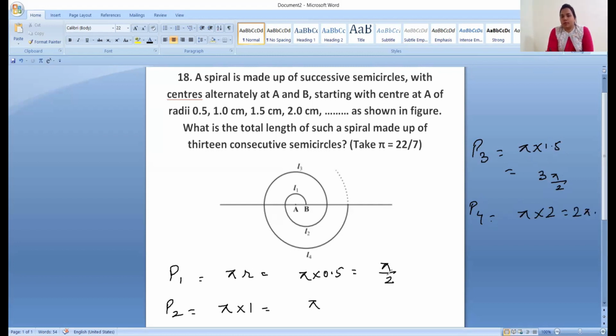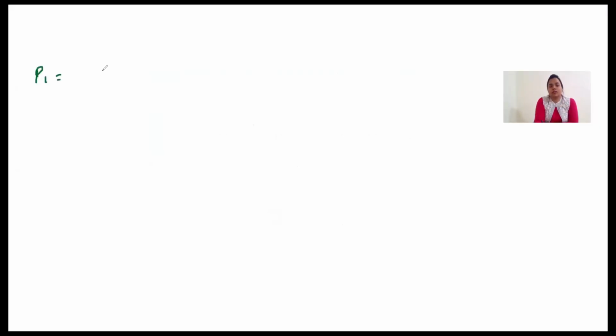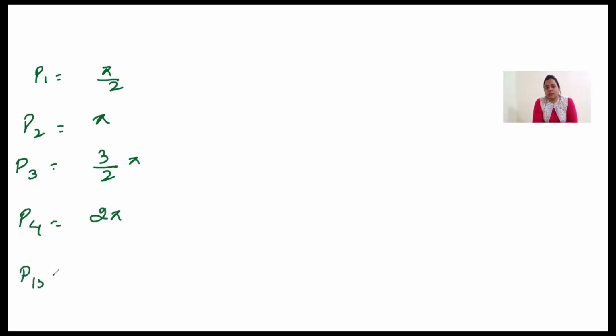So I can write P1 as pi by 2, P2 is pi, P3 is 3 pi by 2 and P4 is 2 pi. So clearly this is forming an AP. It will go on till P13. So in this AP, A is pi by 2, D is pi minus pi by 2, that is equal to pi by 2 only.